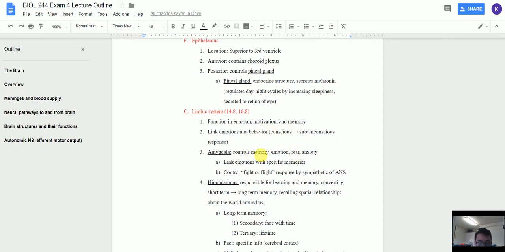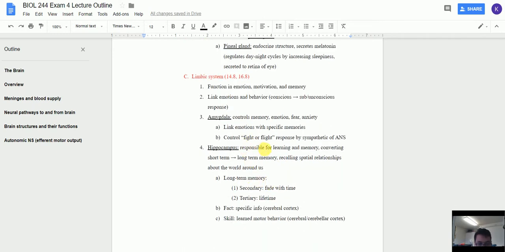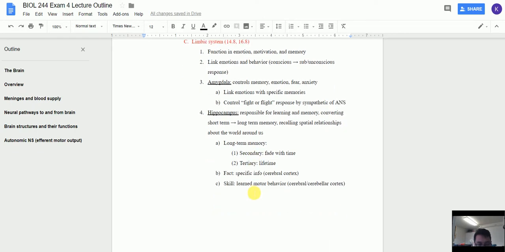The amygdala controls memory, emotions, fear, and anxiety, and links emotion to specific memories, fight or flight. The hippocampus is responsible for learning and memory, converting short-term to long-term memory, and recalling spatial relationships. Long-term memory is secondary, then tertiary; it fades with time.